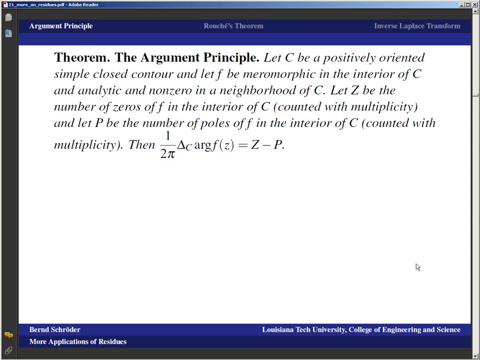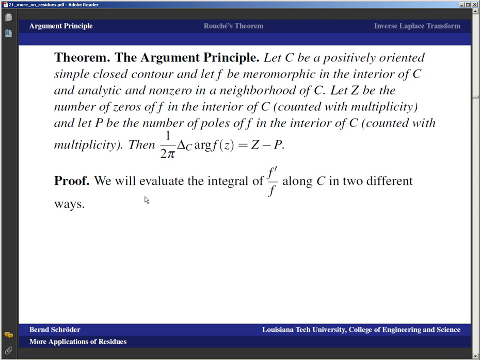So it's important to keep track of what's happening in the original contour and what is the image contour. We're going to see that that's also important for the proof. What we will do is we will evaluate the integral of f prime over f along c in 2 different ways. That makes a certain amount of sense because f prime over f, if you take the antiderivative, that's the logarithm, and the imaginary part of the logarithm is the argument.